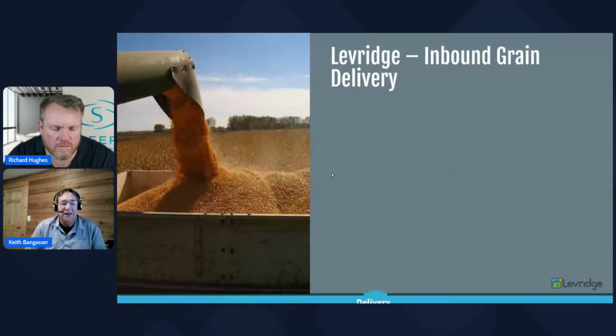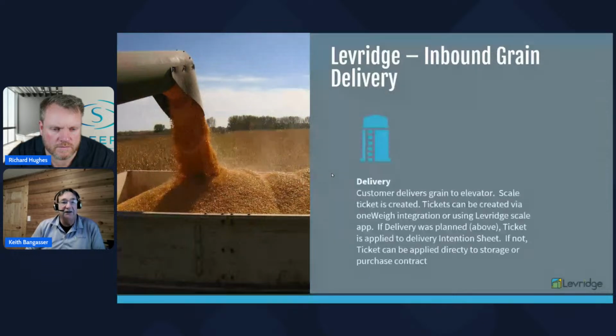So after we've agreed to purchase the commodity, in other words, we have a purchase contract in place, the next step is the grower delivers, and we track that delivery. We weigh that truck and we unload that truck inside the software accounting to keep the weights and grades of that commodity.